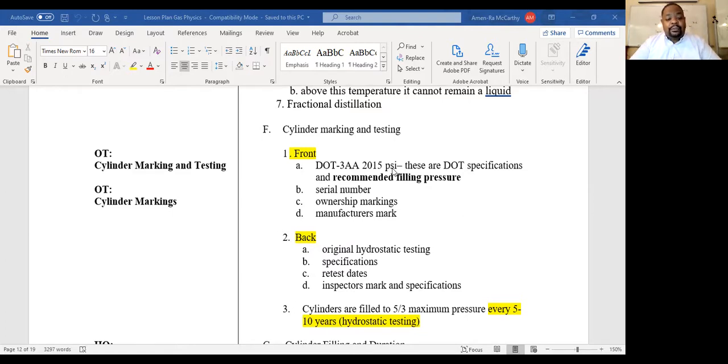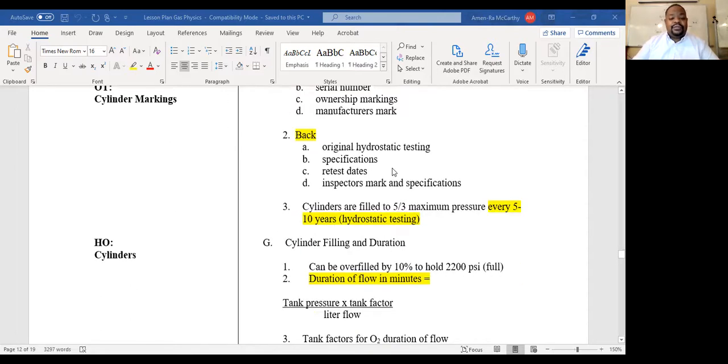It also has the serial number, ownership markings, and manufacturer's mark. And on the back of the cylinder has the original hydrostatic testing. And we talked about hydrostatic testing being when they test the integrity of the cylinder, right? The cylinder is made up of one sheet of metal. It's not welded metal together or none of that. It is one flat sheet that a die press pushes through and makes a mold, okay? And then they make it smaller and smaller to the head, and then they put the stem on it, all right? It's one sheet of metal.